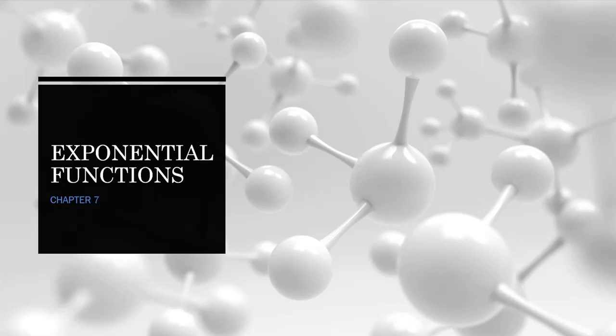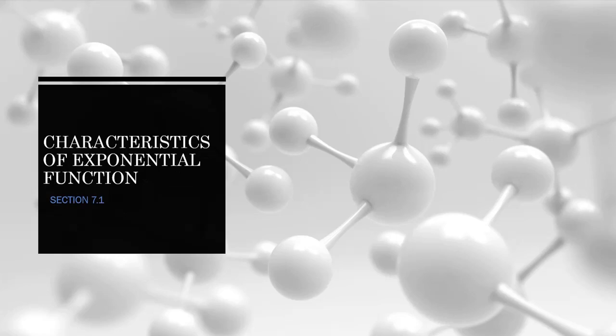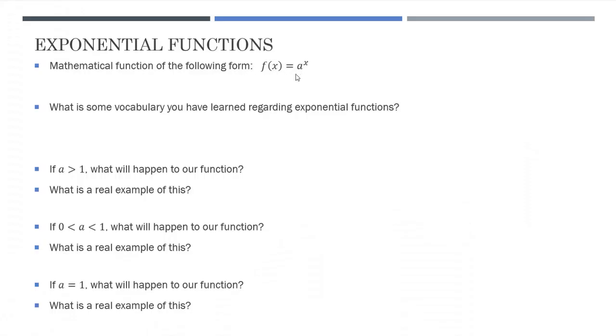All right, welcome to Chapter 7, Exponential Functions. So first we're going to start off by looking at the characteristics of exponential functions. They have the form f(x) = a^x. Now you've seen this before, but usually the exponent is a number and the base is the variable, like x to the power of 2 or 3 to the power of 4, something to that effect. What's different now with exponential functions is we actually have the variable as the exponent.